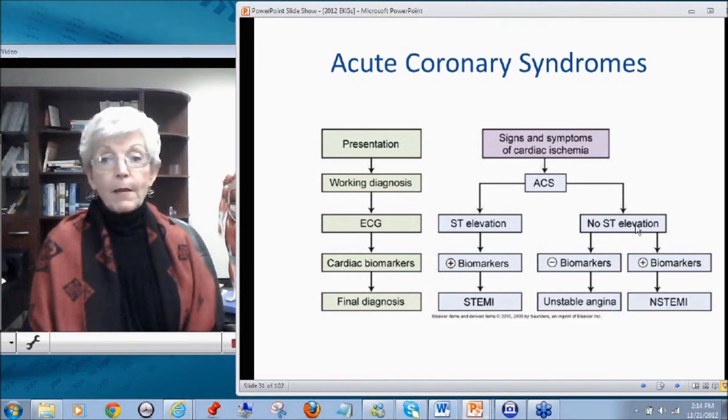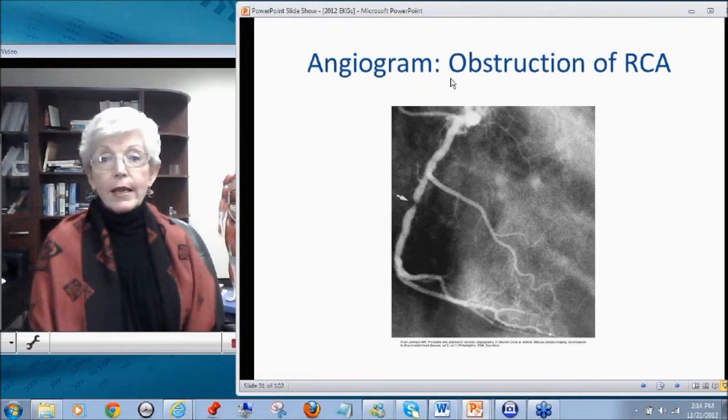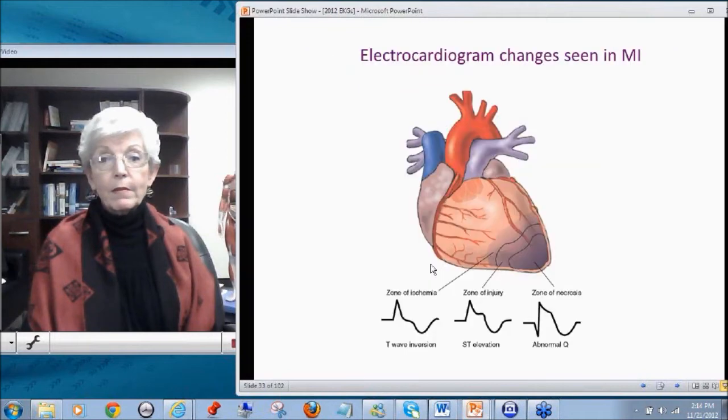No ST segment elevation, but I do have positive biomarkers. I do have positive troponins, CKMBs. This is now a non-ST segment elevation MI, but it is a myocardial infarction, due to some obstruction of coronary blood flow to some part of my myocardium.